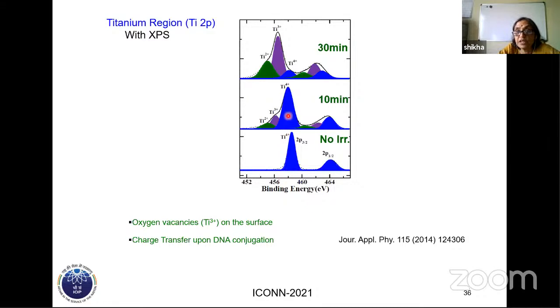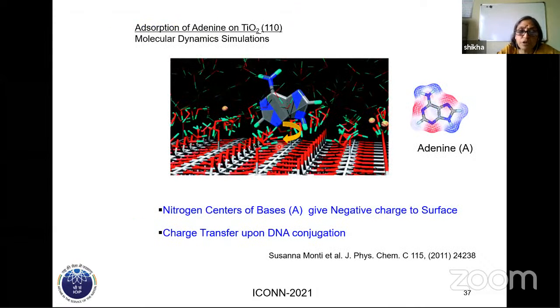And these are the XPS. This is the XPS from the TiO2 surface without putting DNA. But after irradiation, we are seeing these oxygen deficient peaks, oxygen vacancies. And once we put DNA on them, it looks like this. The DNA peak is shifted, which shows that there is a charge transfer, negative charge transfer from the DNA backbone to the TiO2 surface. So XPS is a very powerful technique. And this is some molecular dynamics studies also for one of the bases on the TiO2, which also shows that there is a charge transfer happening upon the DNA conjugation. This is the charge going from the DNA base to the TiO2 surface.